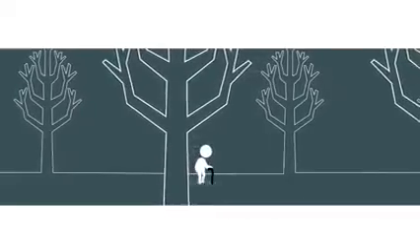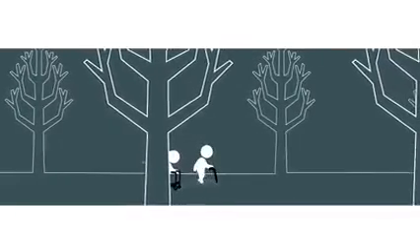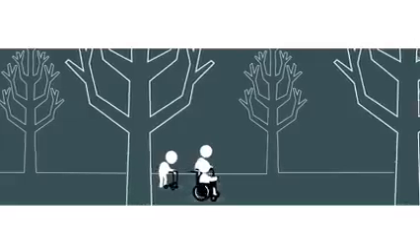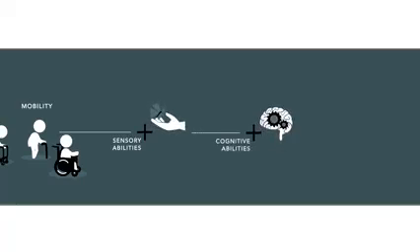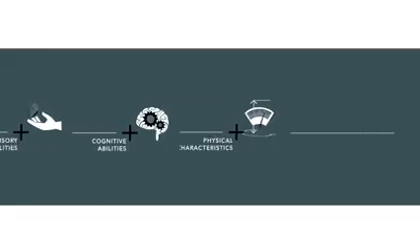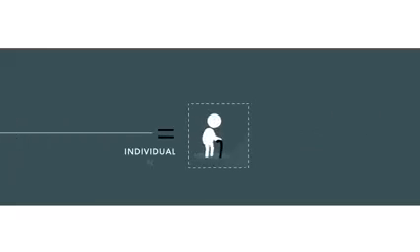We all are aging, just in different ways, based on factors such as mobility, sensory abilities, cognitive abilities, and physical characteristics. Each individual has different needs. The number of variations is enormous.